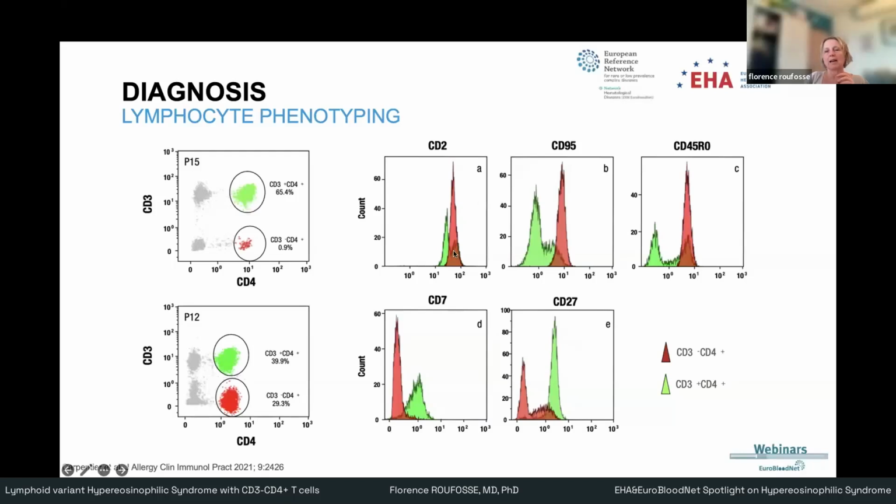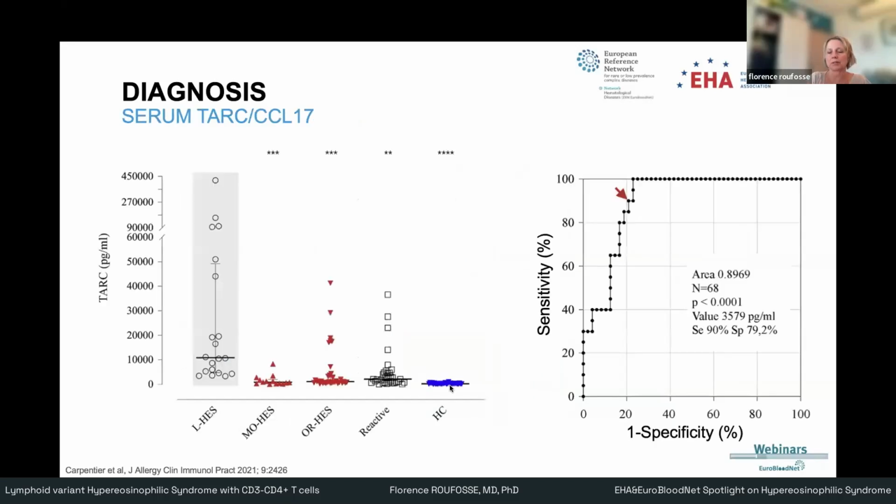And they consistently have an overexpression of CD2 and CD5 as well. It's not shown here. They are 100% CD45RO, 100% CD495, and they generally have low or negative expression of CD7 and/or CD27 on their surface. So this all increases the reliability of the diagnosis.